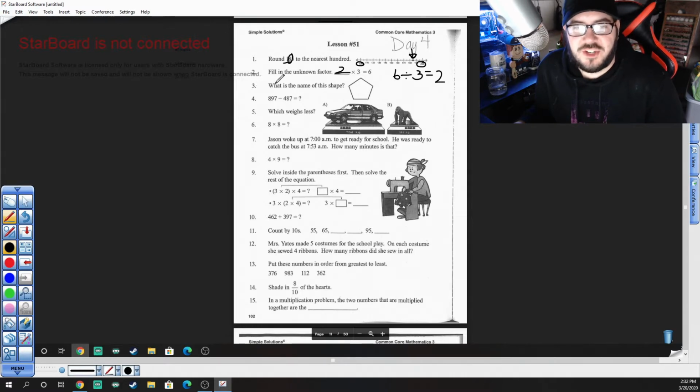What is the name of the shape for number 5? This shape is called a pentagon. A pentagon has 5 sides. The shape has 5 sides. This is a pentagon, spelled P-E-N-T-A-G-O-N.